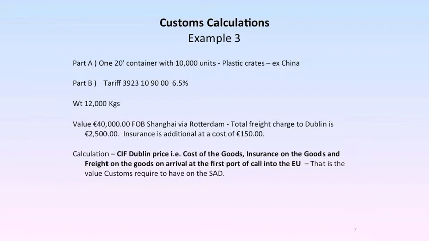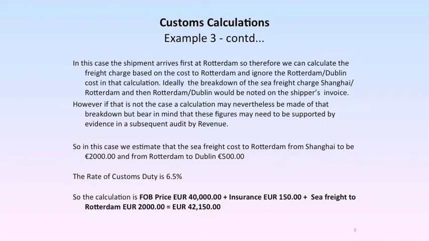In other words, freight charges up to arrival Rotterdam are to be included in the calculation for duty. Rotterdam to Dublin freight charges are not to be included because the EU does not feel entitled to charge duty on transport within the customs union. In this case, the shipment arrives first at Rotterdam. So therefore we can calculate the freight charge based on the cost to Rotterdam. This is for the calculation of duty, and ignore the Rotterdam-Dublin cost in that calculation.